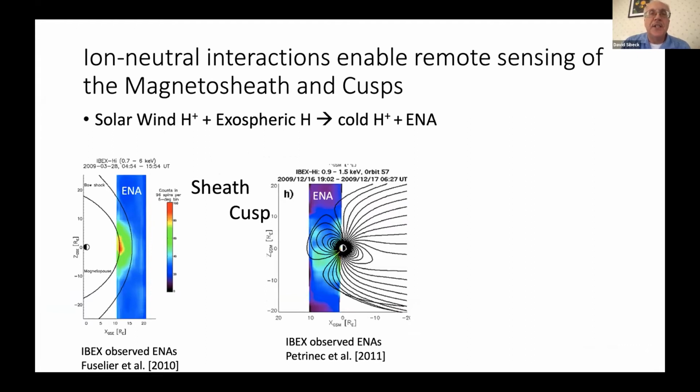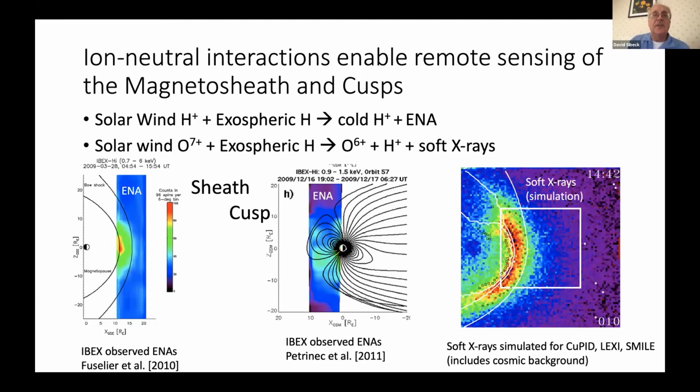And when they exchange electrons, the solar wind ion goes shooting off as an energetic neutral to distances far away, enabling remote observations. Some of the most spectacular results seen at the GEM meeting and in the past few years come from IBEX observations of ENAs. You can actually remotely sense the inner and outer boundaries of the magnetosheath from energetic neutral atoms seen many tens of Earth radii away. You can remotely sense the cusps, another topic that we'll come to in a few minutes.